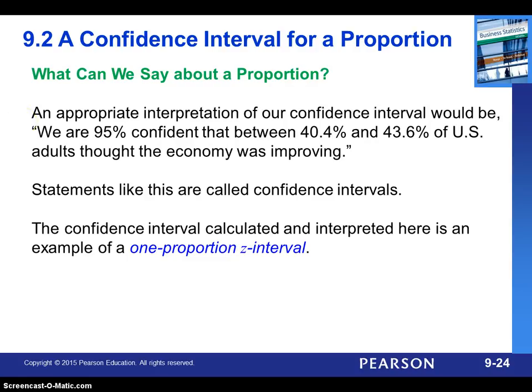So what we are saying is if we took samples, lots and lots of samples, we are 95% confident that the true proportion from those samples is going to be between 40.4% and 43.6%. And statements like this are called confidence intervals. They're hugely important. If you ever see a statistic printed or spoken or otherwise, it should not be a single number. It should always be a range. So a lower bound and an upper bound, and they should report to you the confidence level.